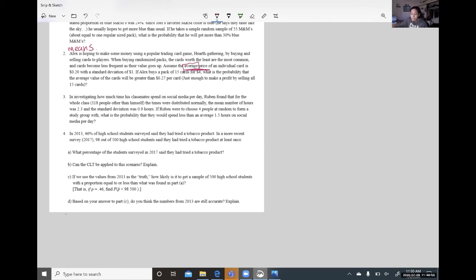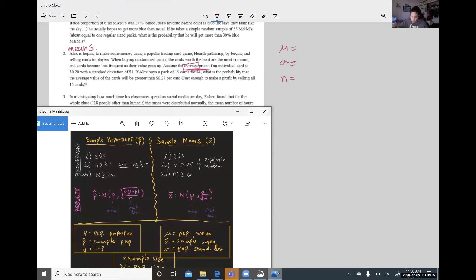Okay. So for the means problem, we're going to need to know what sometimes they'll tell us, what the population average is. The population mean. It'll also give us maybe the standard deviation of the population, and n, our sample size. So now we're looking at the one on the right.